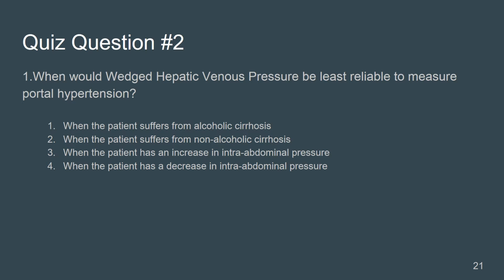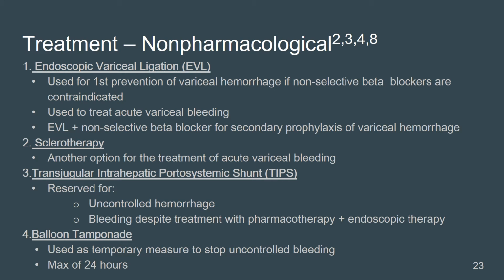So this leads me to my quiz question. When would wedged hepatic venous pressure be least reliable to measure portal hypertension? When the patient suffers from alcoholic cirrhosis, when the patient suffers from non-alcoholic cirrhosis, when the patient has an increase in intra-abdominal pressure, or when the patient has a decrease in intra-abdominal pressure? You all guessed correctly. So it is when the patient has an increase in intra-abdominal pressure. Great job, guys. So I'd like to just talk about some non-pharmacological treatments here.